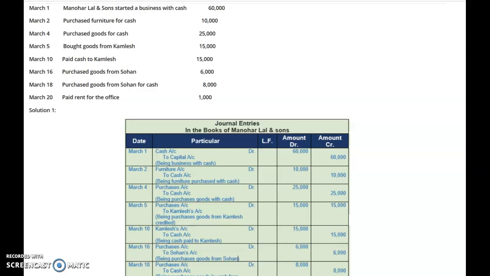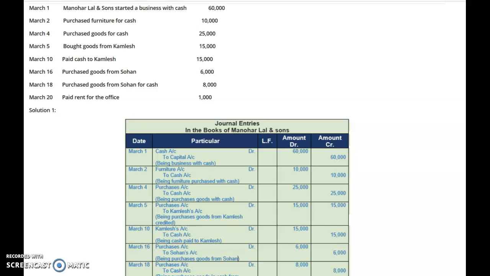Purchase furniture for cash. In this transaction, there are two important accounts. One is the furniture and second is cash. Now, furniture and cash both are real accounts. We recognized them because both are the assets of the business. Now, what do the real account rules say? Debit what comes in, credit what goes out.